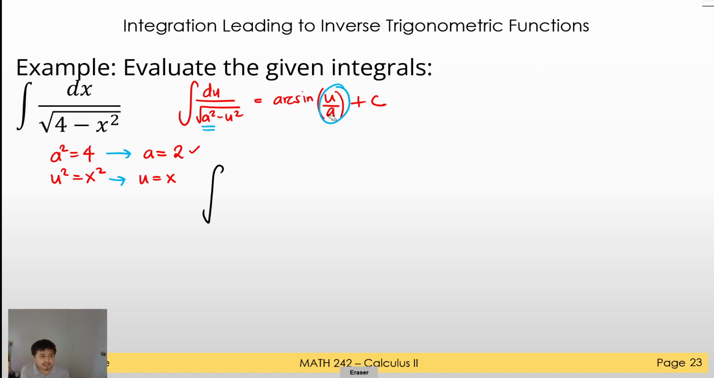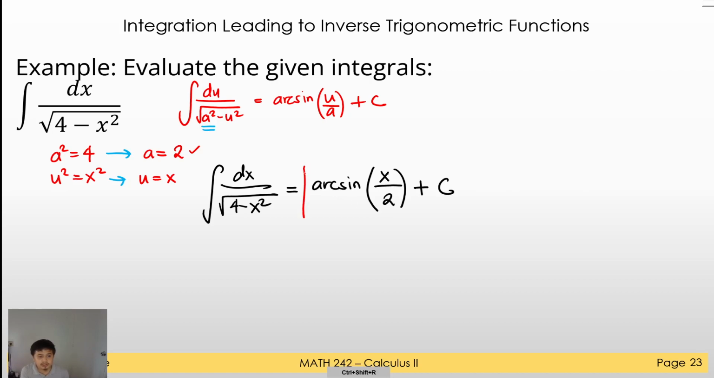So the integral again of dx over the square root of 4 minus x squared is equal to arcsine u over a. So u is x, a is 2, and then plus c. So this will be your answer. It's that simple.